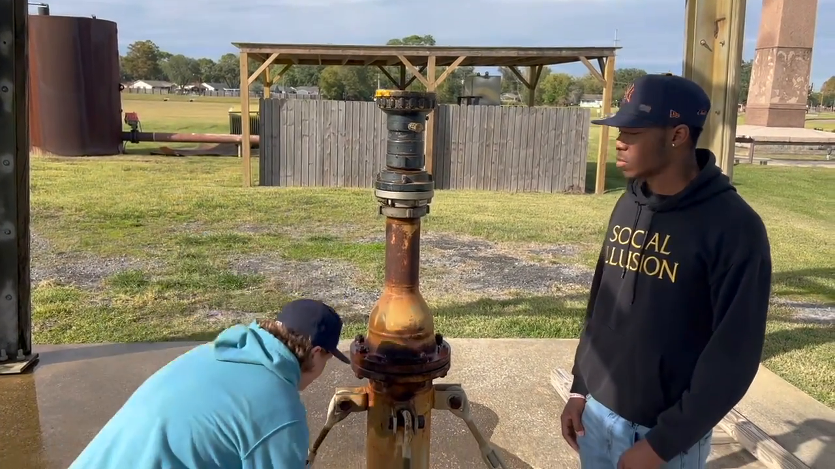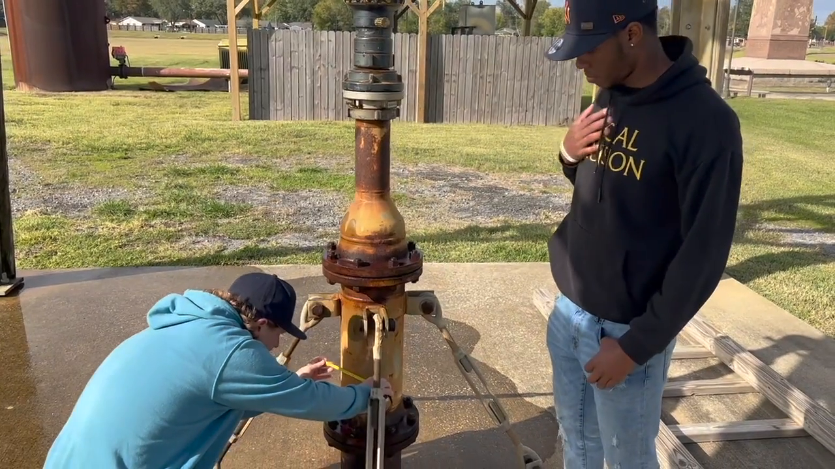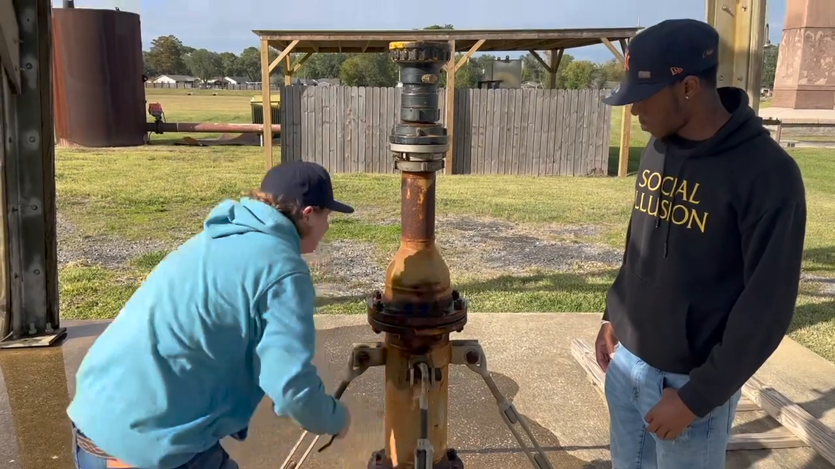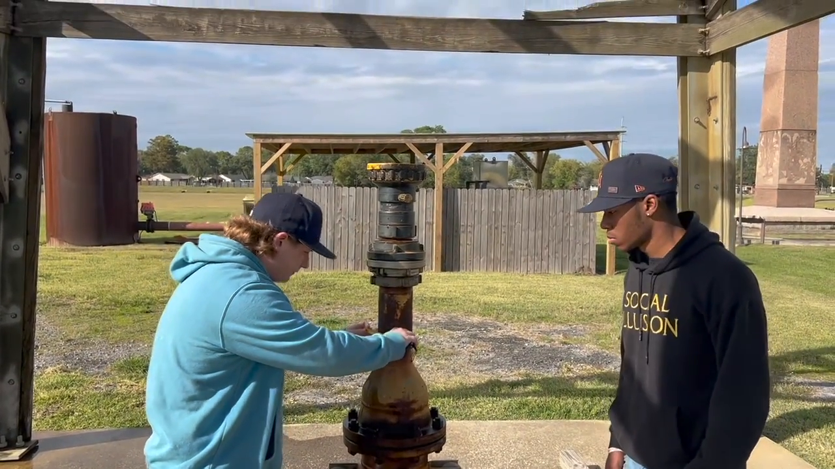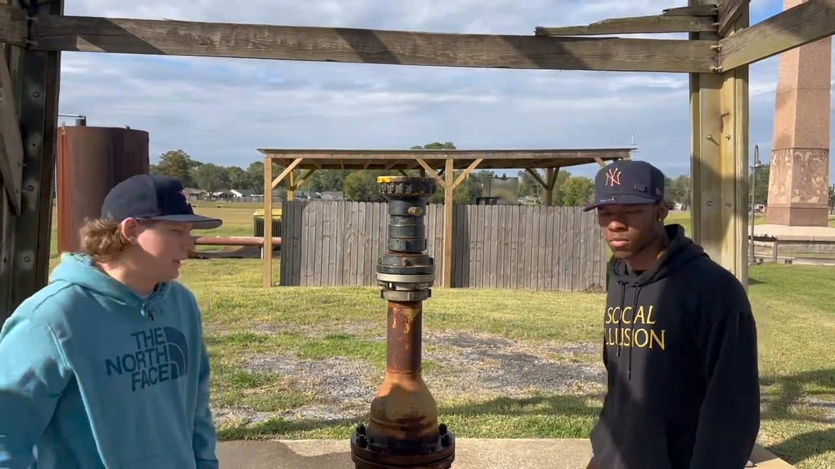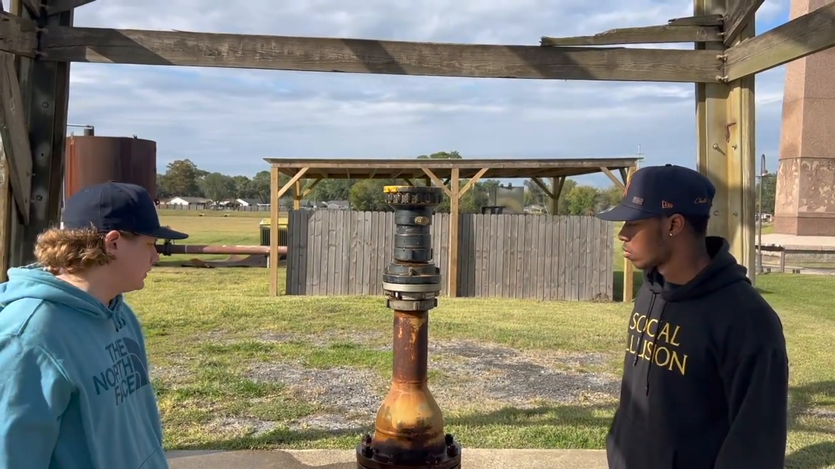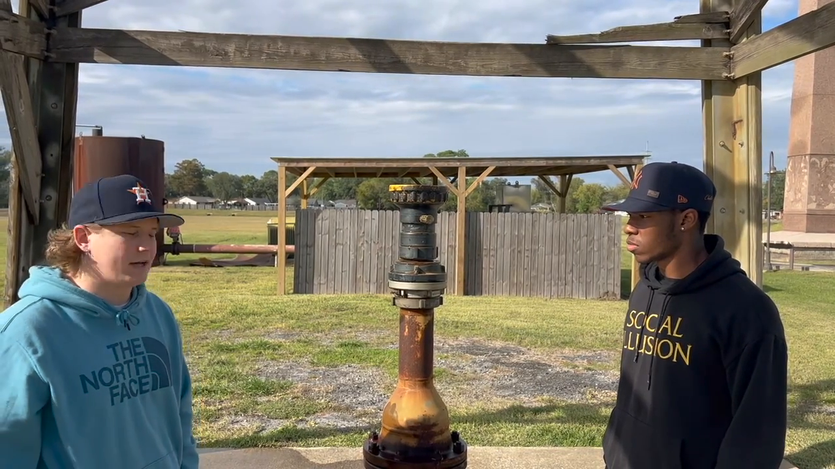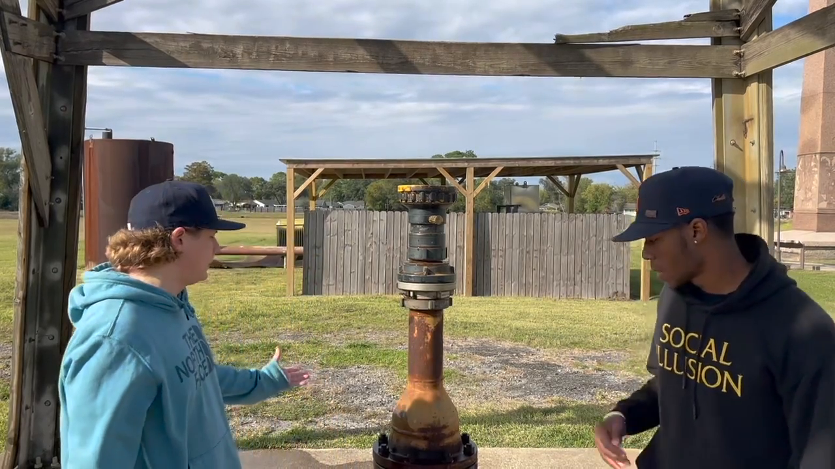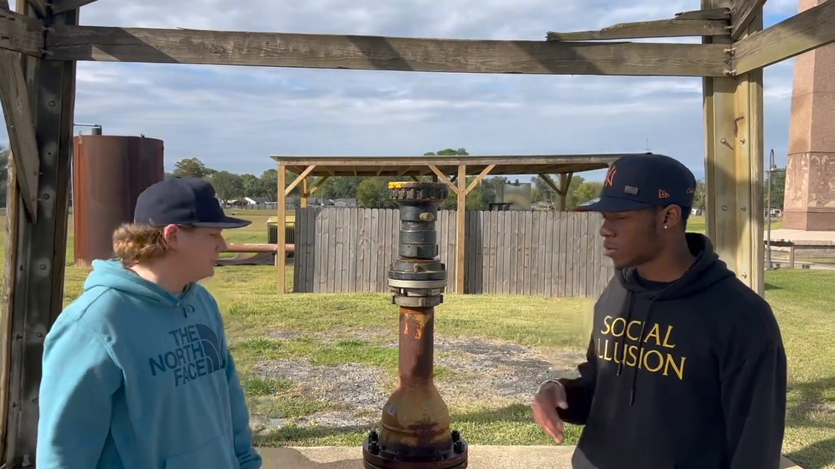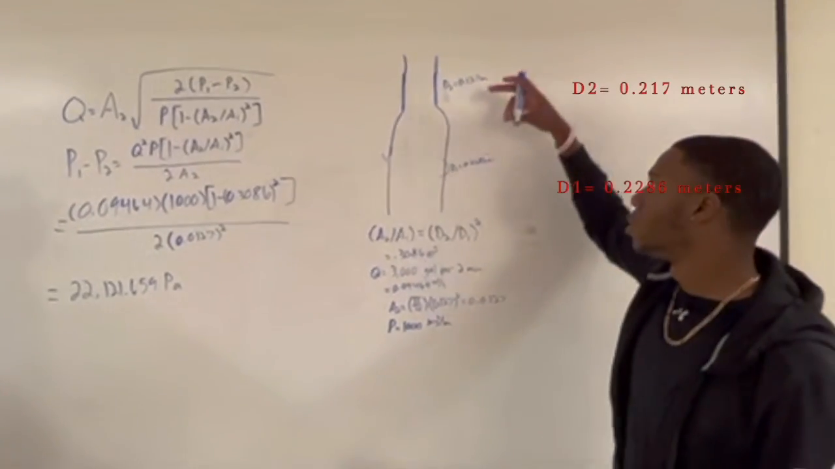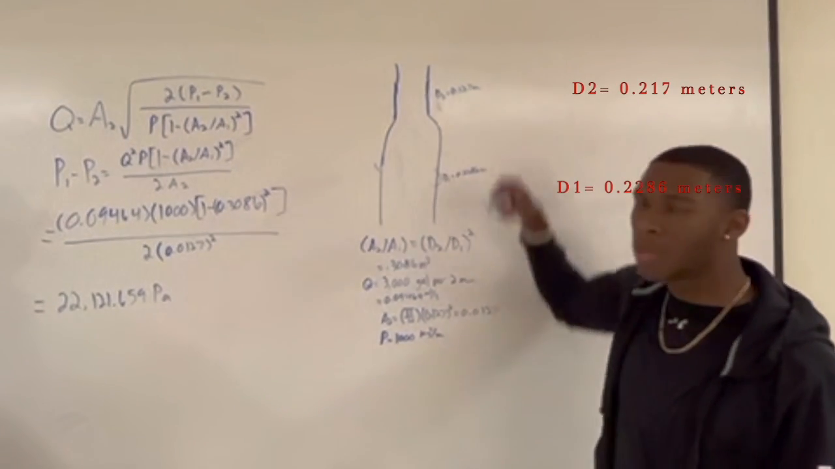And so, as we can see right here, the diameter of the bigger part is about 9 inches. And then the diameter of this part is about 5 inches. So that'll be able to help us find the pressure change. Because all we really needed to get was the diameter, from which we can find the area of both sections. And then we already have the flow rate, so we just have to rearrange the equation to get P1 minus P2 by itself.